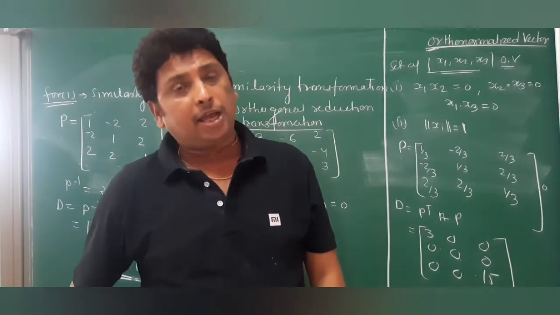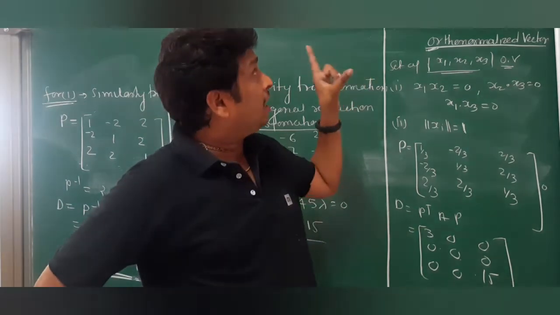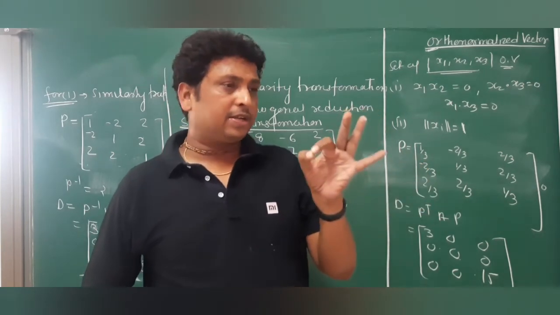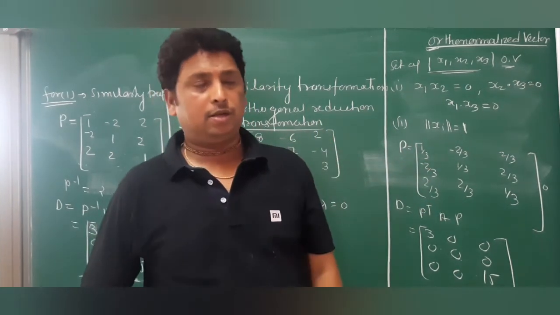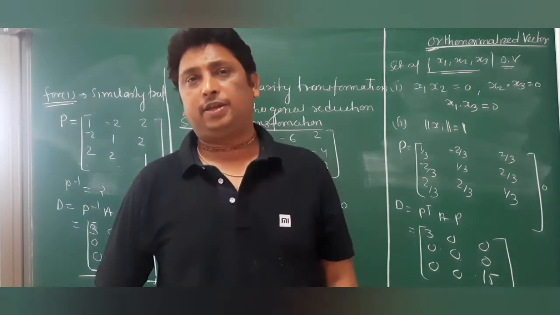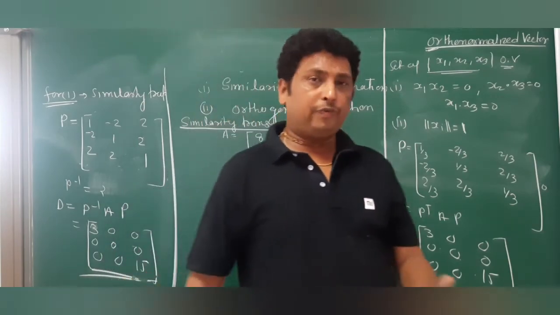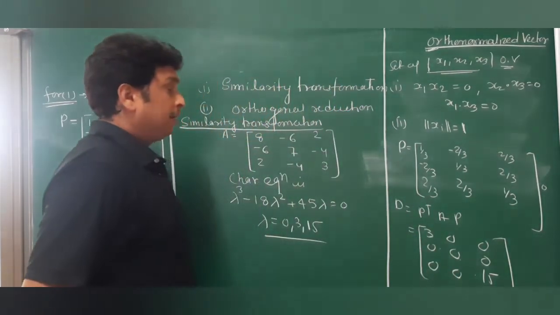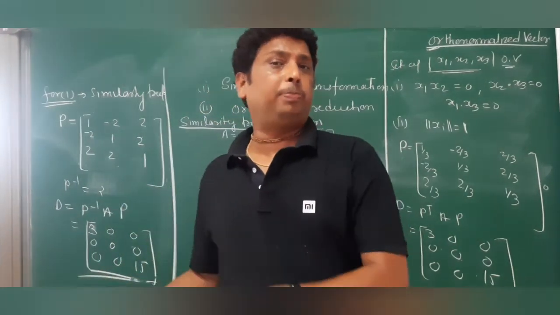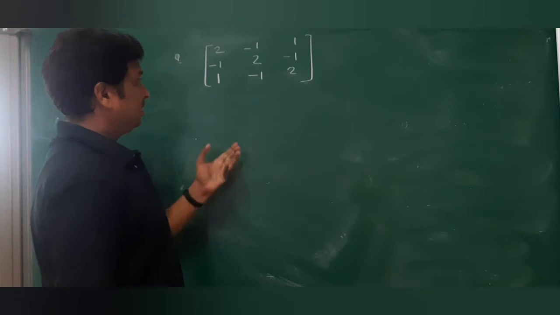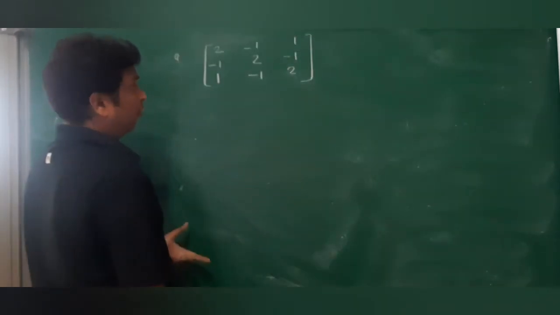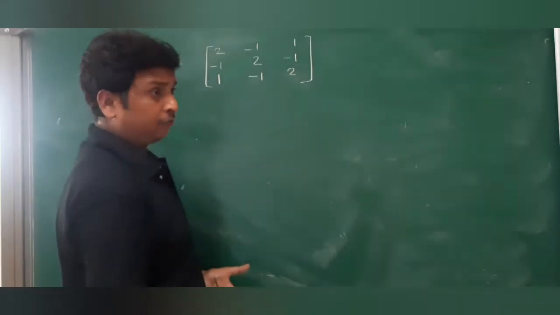Now, what happened when vectors are not pairwise orthogonal? When vectors are not pairwise orthogonal, for that purpose you have to do some calculation. Okay, so now we will do calculation part. We take one more question and we will check what happens when vectors are not pairwise orthogonal. This is a symmetric matrix given. So we go for orthogonal diagonalization.